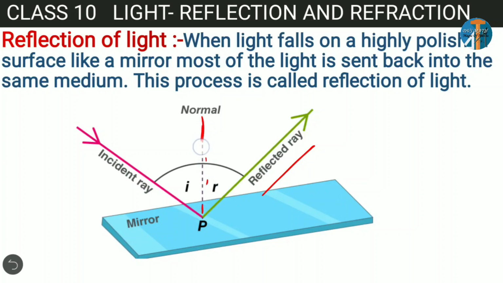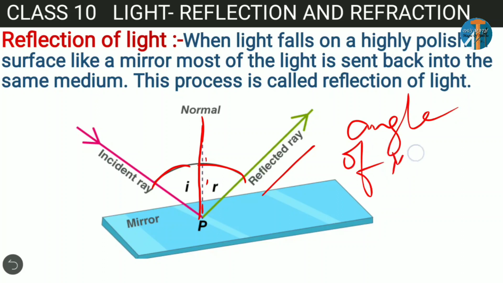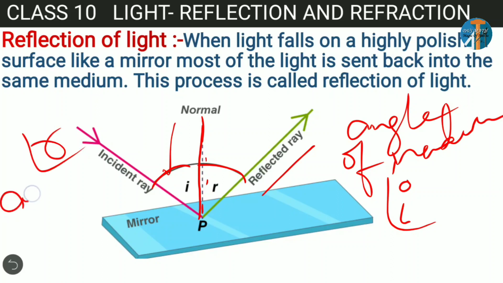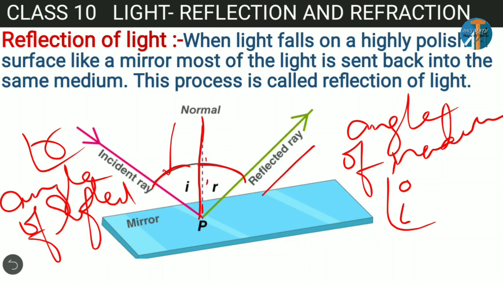If you consider this normal line, you can observe two angles, angle I and angle R. I is called the angle of incidence, because it is the angle between the incident ray and the normal line. R we call the angle of reflection.